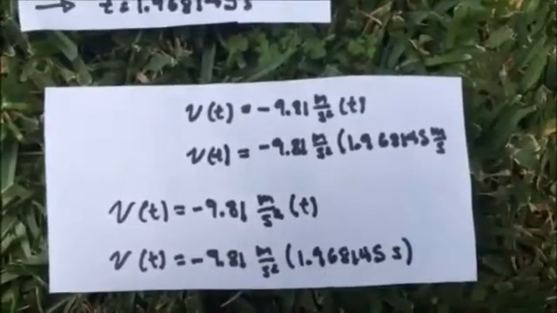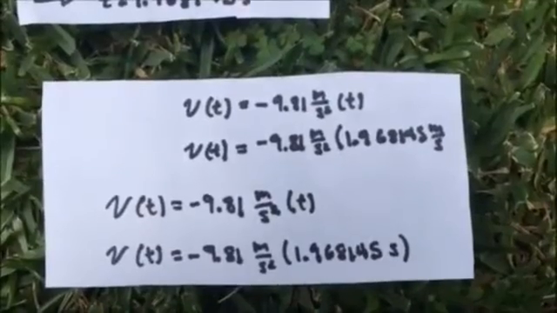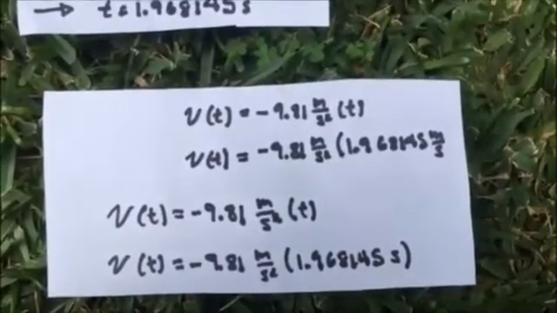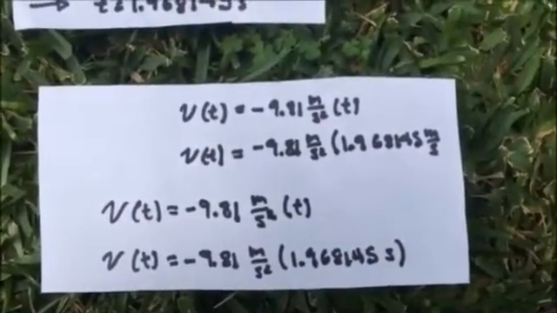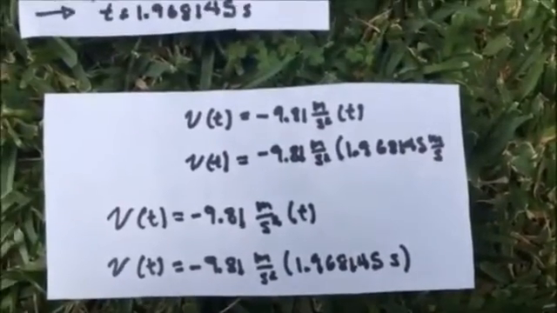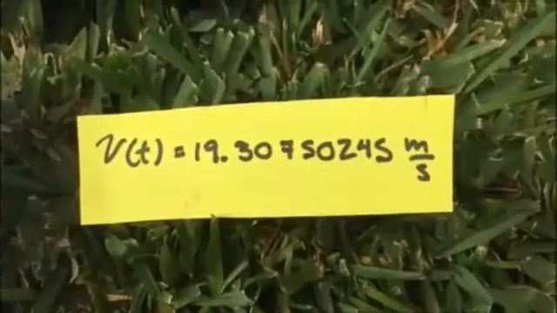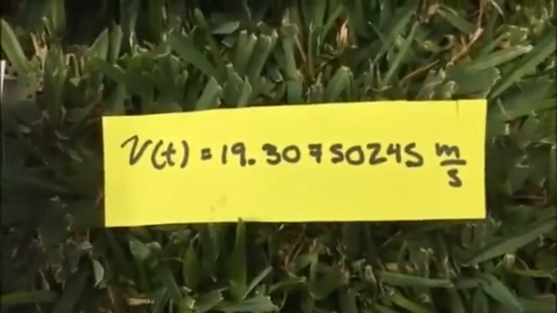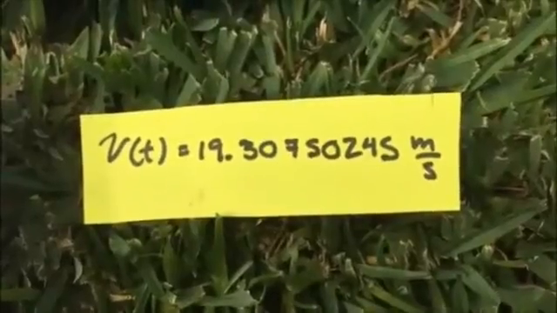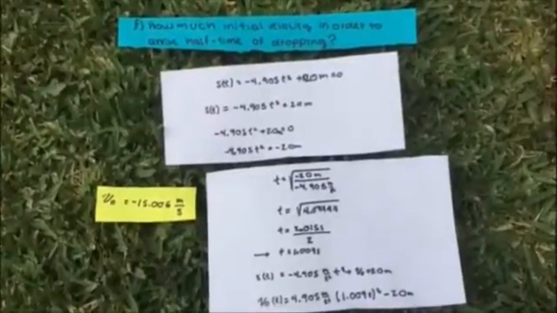Then we are going to substitute that time into our velocity function, which is going to give us velocity in time equals minus 9.81 meters per second squared times 1.97 seconds, thus resulting in velocity in time equals 19.30 meters per second.